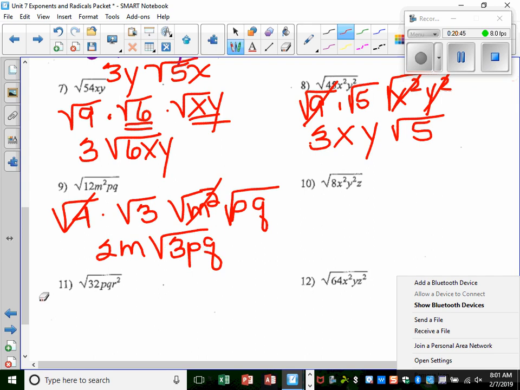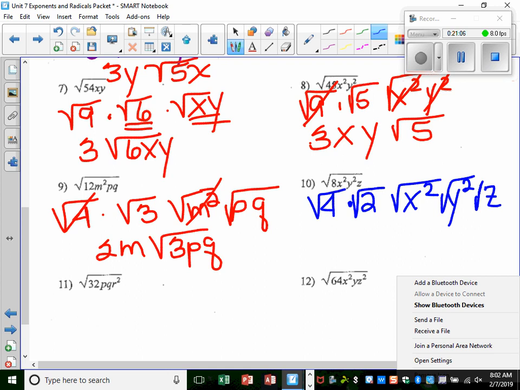What do you think? Easy? Okay. All right, let's do number 10. What times what gives us 8 where one number is a perfect square? 4. So we're going to do 4 times 2. Okay, then we have x squared is perfect, y squared, and you can separate them however you want.